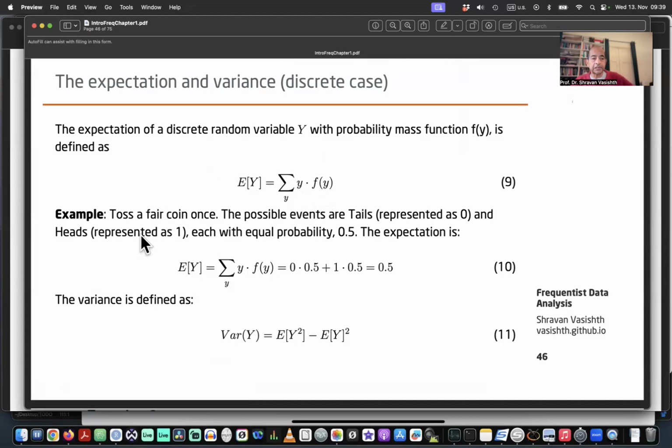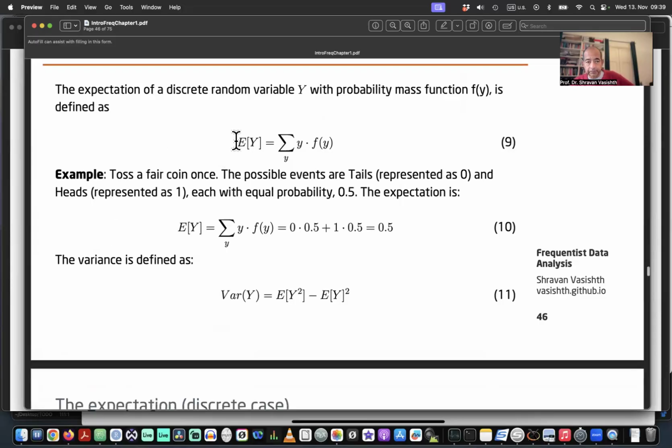So let's look at an example to compute the expectation. Suppose we're tossing a fair coin once, just once. This is the Bernoulli random variable, right? So the possible events that we would represent as 0 and 1 are tails and heads. As I mentioned earlier, this is just an arbitrary decision we are taking to mathematically model the situation that we are looking at. And let's assume that the probability of a success, that is heads, is 0.5.